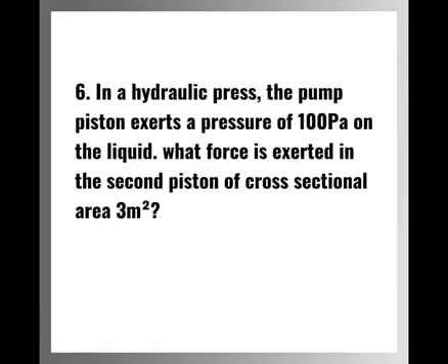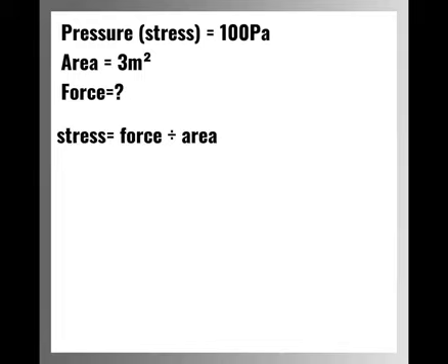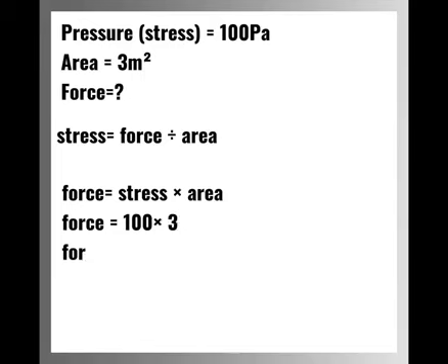Question number 6. In a hydraulic press, the pump piston exerts a pressure of 100 pascals on the liquid. What force is exerted in the second piston of cross-sectional area 3 meters square? Listing out our parameters. Pressure, which is same as stress, equals 100 pascals. Area equals 3 meters square, and we are asked to find force. Recall that stress equals force divided by area. Making force the subject of the formula, we cross-multiply. Force equals stress times area, which is 100 times 3 equals 300 Newton.